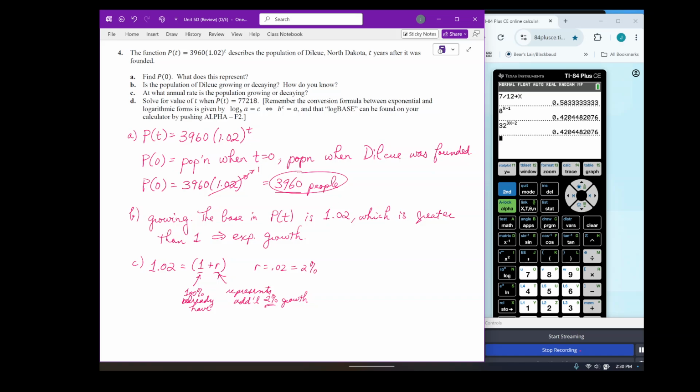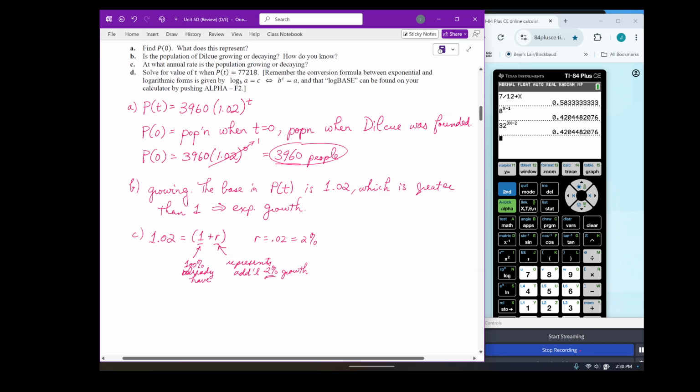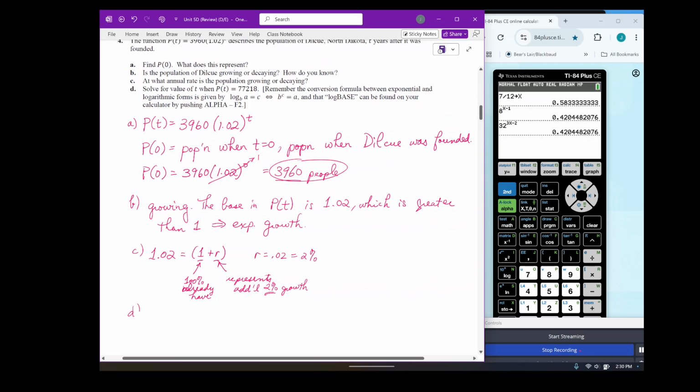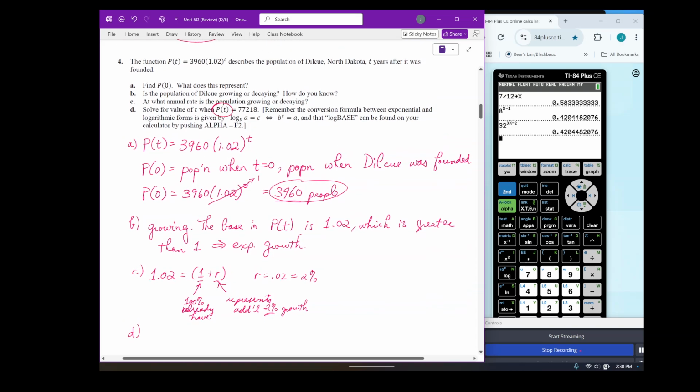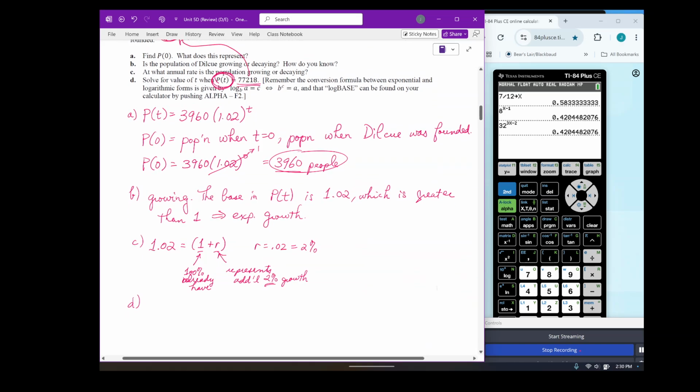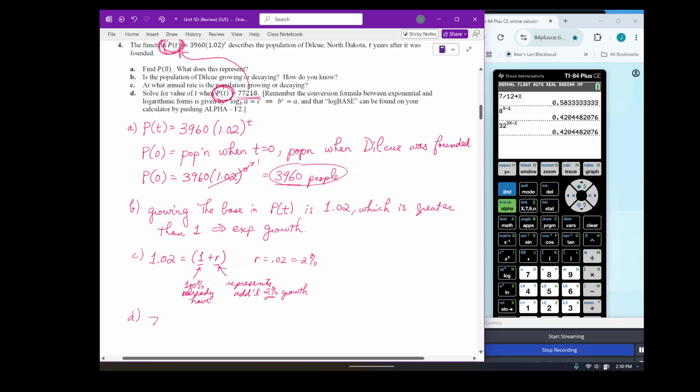Okay. And then D says solve for the value of t when P of t is 77,218. So this is saying now we're solving for t, and they're telling you P of t is this value. So instead of P of t, I'm going to plug that in right there and then solve for the t value. So if we do that, we've got 77,218 equals 3960 times 1.02 to the t.